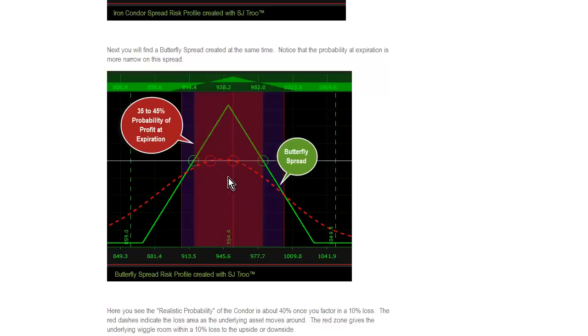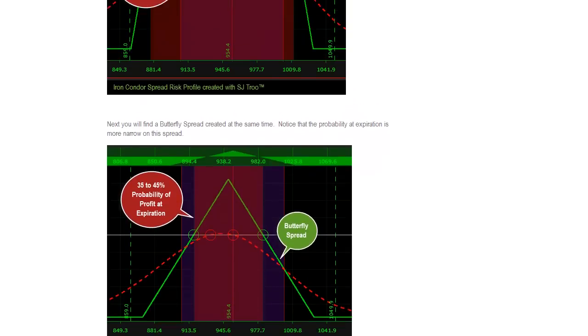The main thing that you want to notice is this one at expiration. Notice the green circles here. These are your break-even points at expiration. The red ones are actually your day-to-day break-even points. And so this is more narrow than the Condor.